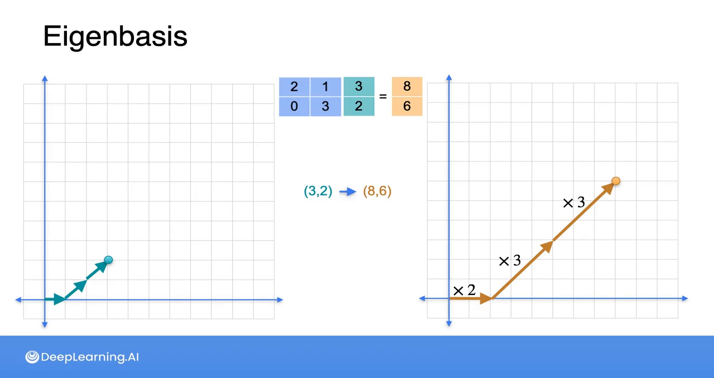So the 2 vectors in the basis are going to be called the eigenvectors, and the stretching factors, the 2 and the 3, are going to be called eigenvalues. And eigenvalues and eigenvectors are tremendously important in linear algebra because they really, really simplify our calculations.